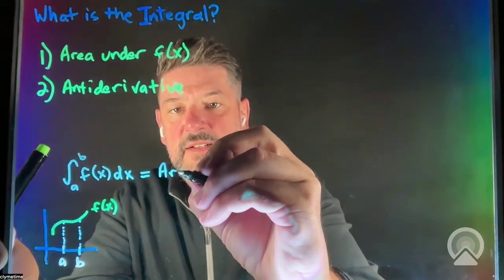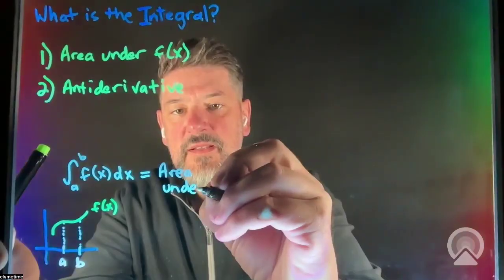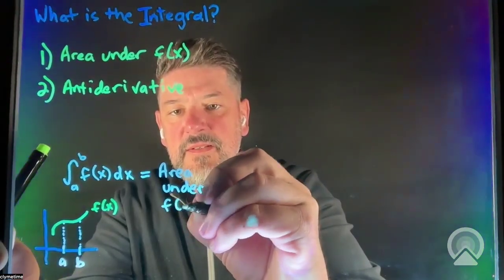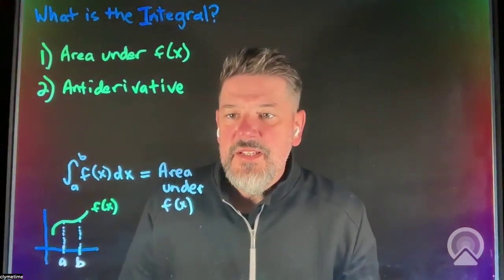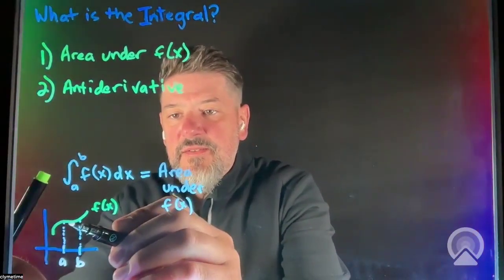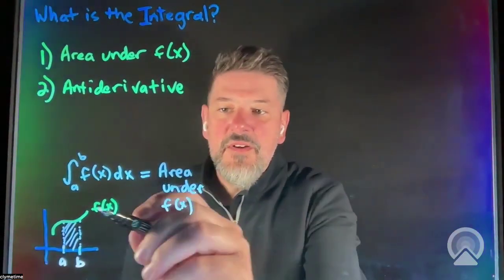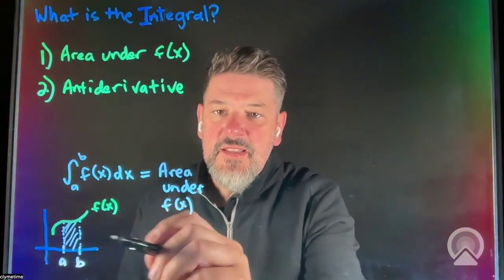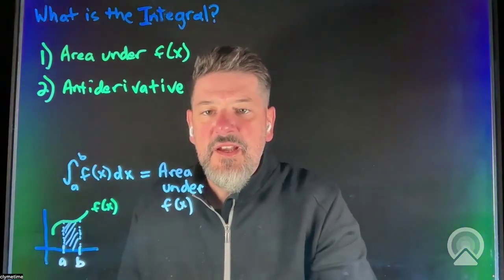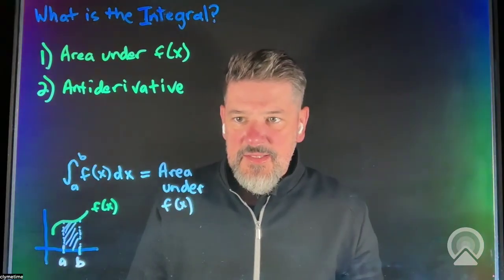So it's the area under f of x. When we say under, basically, I mean it's between f of x and the x-axis. So it is this area right here. Okay, so area underneath the curve means between f of x and the x-axis. So when I say under f of x, it means between function and x-axis.